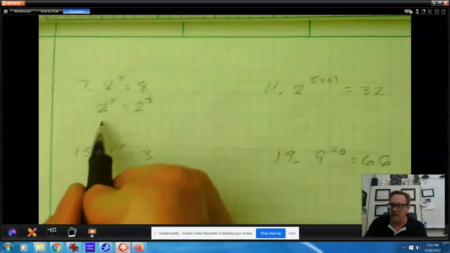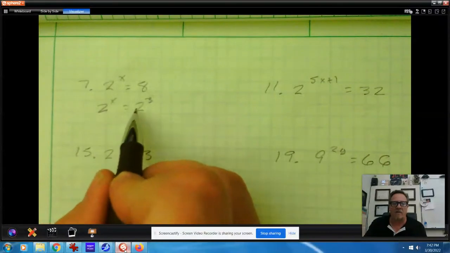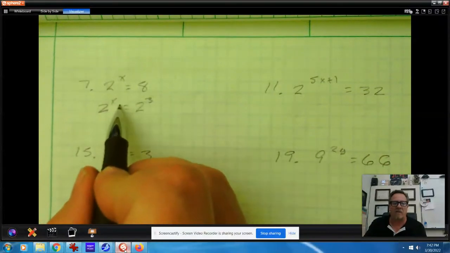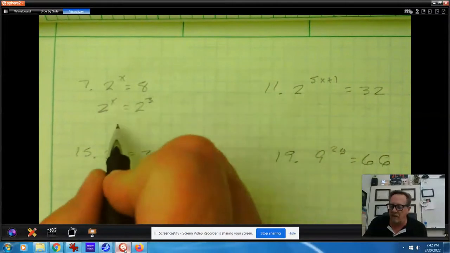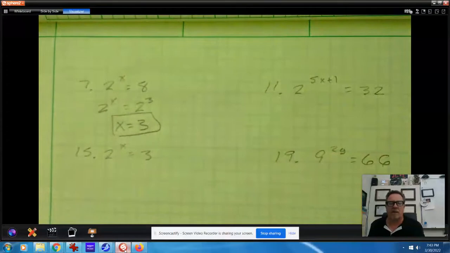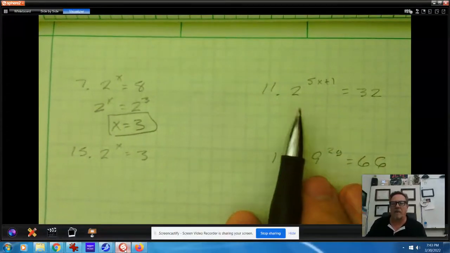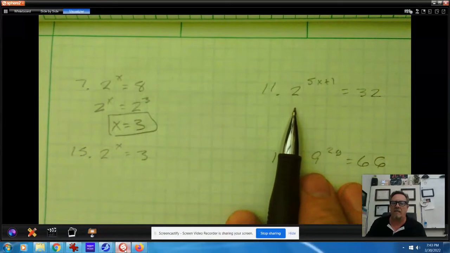Now, this should be pretty obvious as to what x is. If 2 to the x is equal to 2 to the third, then I think x probably equals 3. So we have that solved. That's our solution. We're going to do the same thing in a slightly more complex problem. So let's jump down and look at number 11. Again, we're still on page 473.